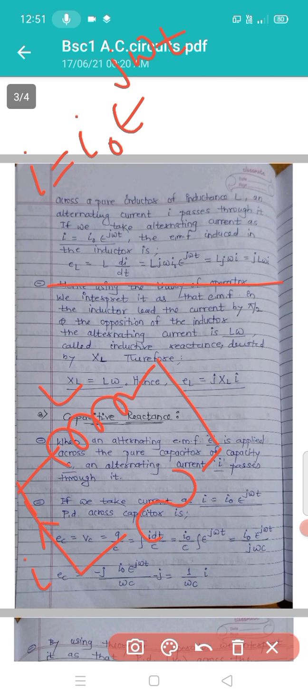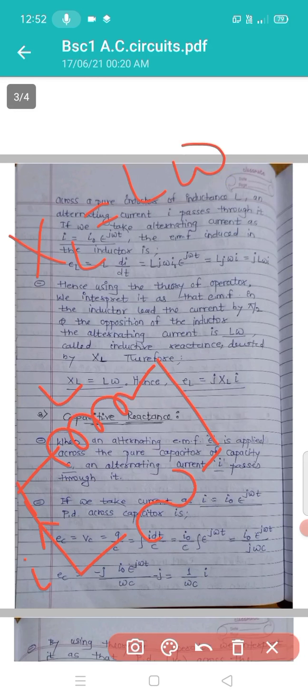Hence, using the theory of j operator, we interpret it as that the EMF in the inductor leads the current by pi by 2, and the opposition of the inductor to the alternating current is L omega, called the inductive reactance, denoted by XL. Here the inductive reactance is denoted by XL, that is equal to L omega.